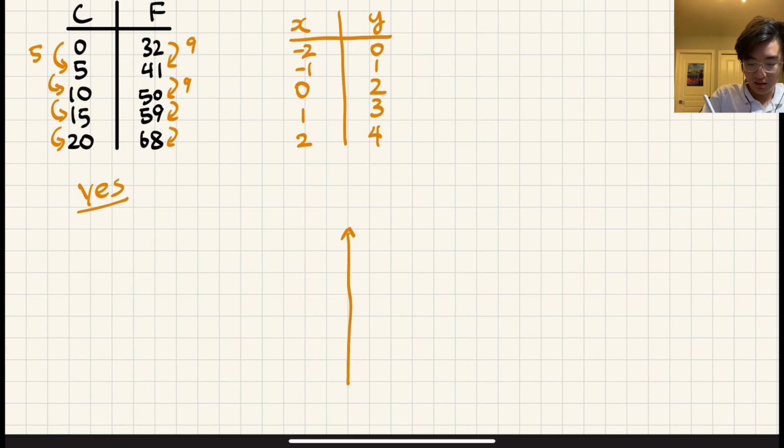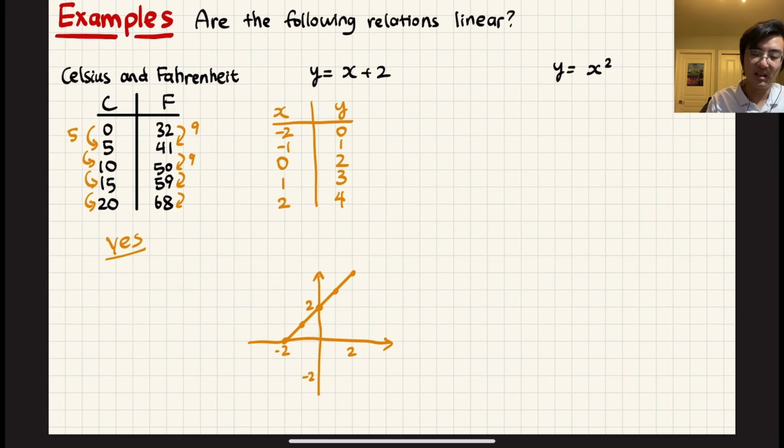So we can do our graph here. 0 is in the middle, we've got 2 here, 2 here, -2, -2. Our first point is x is 0, y is 2, so it's right here. We have x is -1, y is 1, right here. x is -2, y is 0, right there. x is 1, y is 3, x is 2, y is 4. And from there, we can see that this is a linear relation, because when we graph this function out, it is a completely straight line, which means that it is linear.